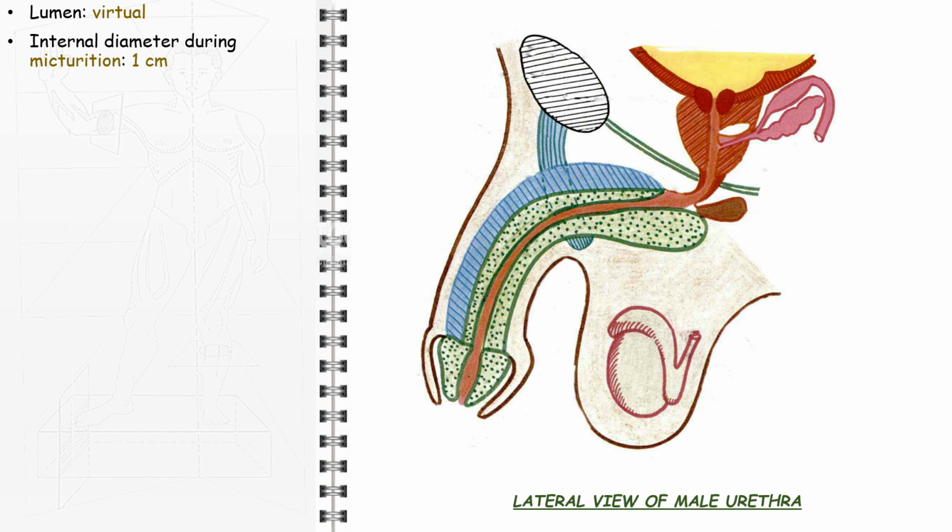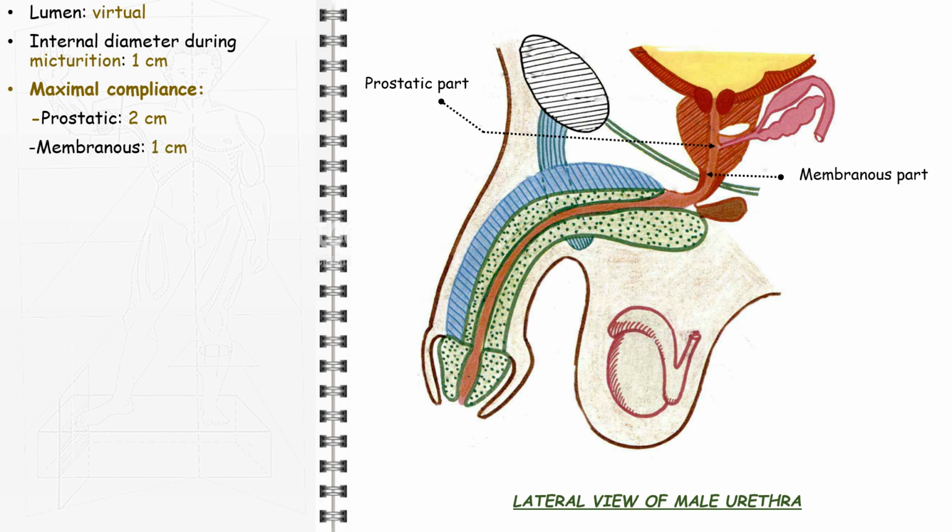The urethral compliance differs through its different parts. It reaches, respectively, 2 centimeters and 1 and a half centimeters for the prostatic and spongy parts, and doesn't exceed, respectively, 1 centimeter and 7/10 centimeter for the membranous part and the external meatus.